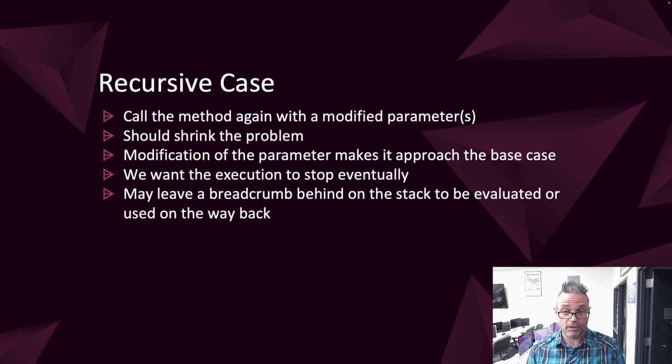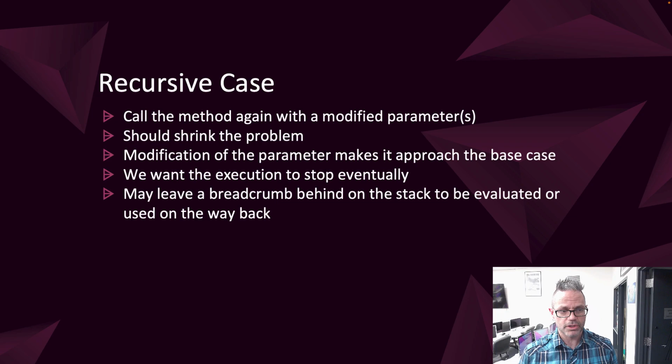What do we do when we have to keep calling that same method? We're going to call the method again with a modified parameter set. This generally should shrink the problem. Now, yes, you theoretically could use recursion to make the problem bigger and bigger until you get some arbitrarily big idea, but that really doesn't help us solve the problem well. So we start at the big spot, we break the problem down until we get the smallest case, and then go from there and reuse that to get back and actually solve the original problem. The modifications we give to that parameter are how we make it eventually approach the base case, aka the stopping point of a recursion. And we do want the execution to actually stop. We don't want to have the recursive case go on forever.